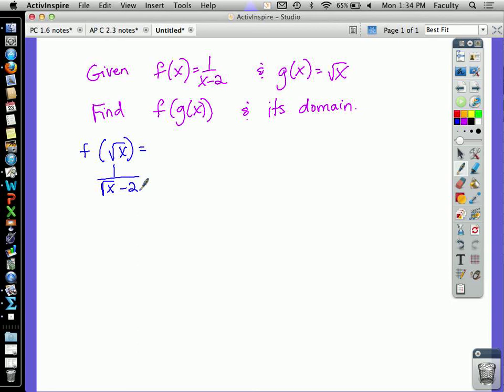Alright, for composition, did you get 1 over the square root of x minus 2? Okay. Now, let's talk domain. This one's very interesting and a little challenging, so I'm excited to see what you guys think. The domain of the square root of x would be x greater than or equal to 0. You do step 1, the domain of the inside. So on a number line, that's 0 and to the right. Now the domain of our answer.